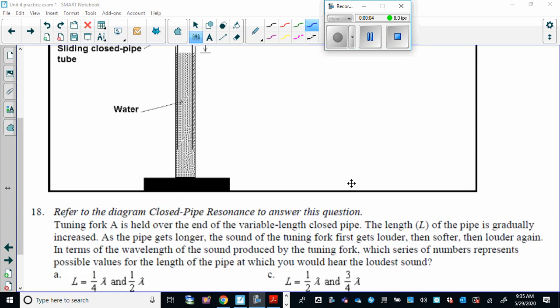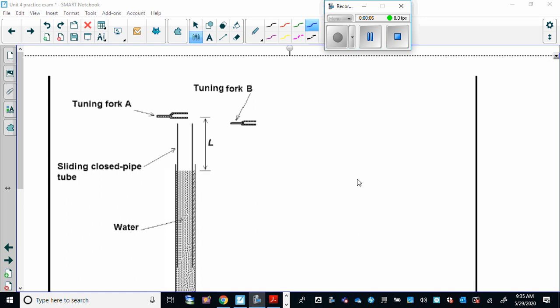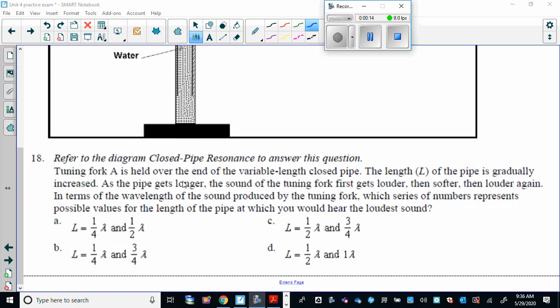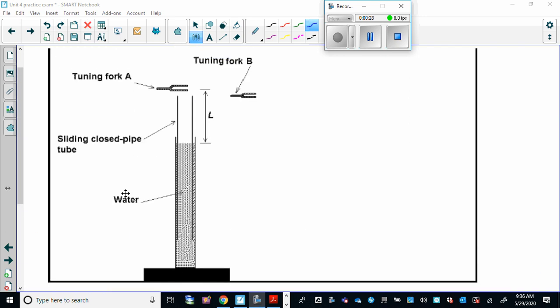We are on to question 18, and question 18 is a closed pipe question. This is a pretty straightforward knowledge question. It says tuning fork A, and this question would make much more sense if we did the lab for this, but you're just going to have to use your knowledge of closed pipes. Let's review that before we do the question.